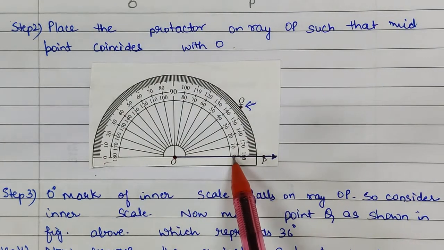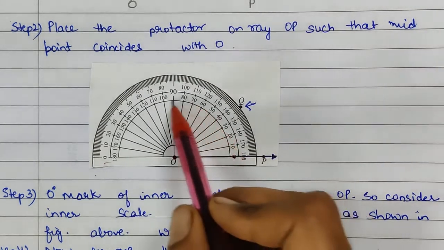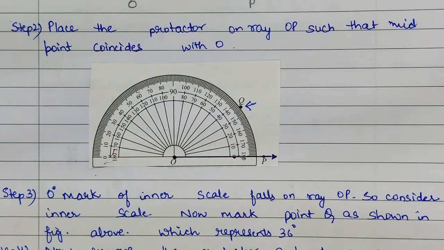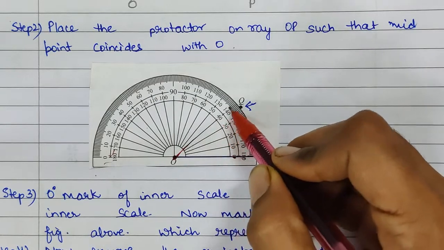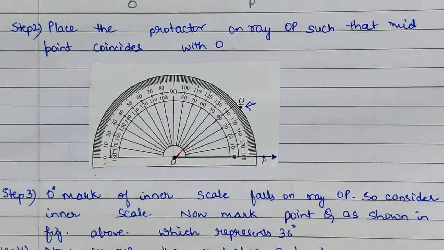Now the 0 degree mark of the inner scale is lying here, so we have to take the inner scale. Now what we will do, we will remove the protractor and draw this ray, as you can see, like this. So this will be our required angle.